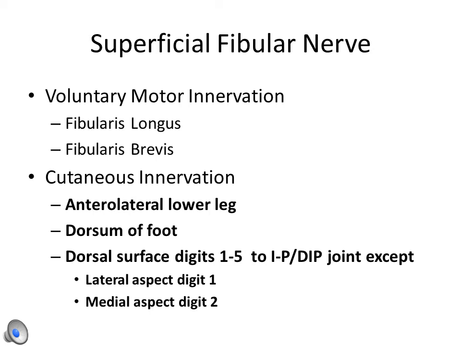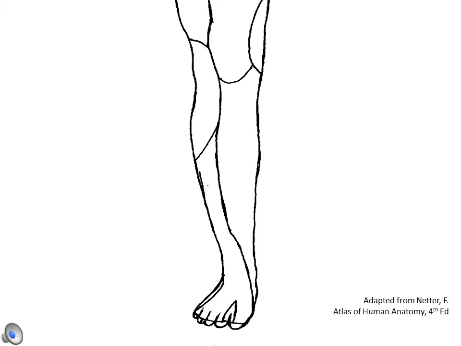of digits 1 through 5 to the interphalangeal and distal interphalangeal joints. It does not innervate the tips of the toes or the lateral aspect of digit 1 or the medial aspect of digit 2. Pause the lecture to draw in the cutaneous innervation of the superficial fibular nerve. How does your drawing compare?